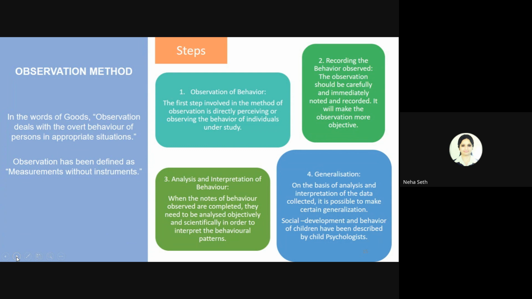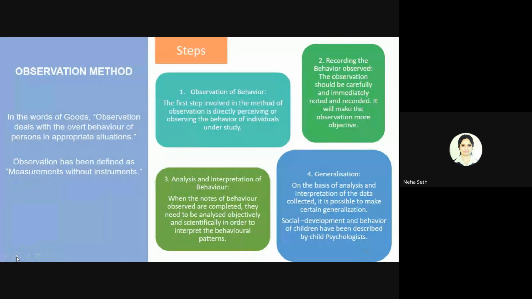First one is observation of the behavior. As a teacher, you are quietly going to the class, observing the behavior of the students who are there in the class. When you come back from the class, you may start taking notes of it, because it may be possible that you forget it later. So it is better to start making notes, and keeping a regular note of it will make the observation more objective.